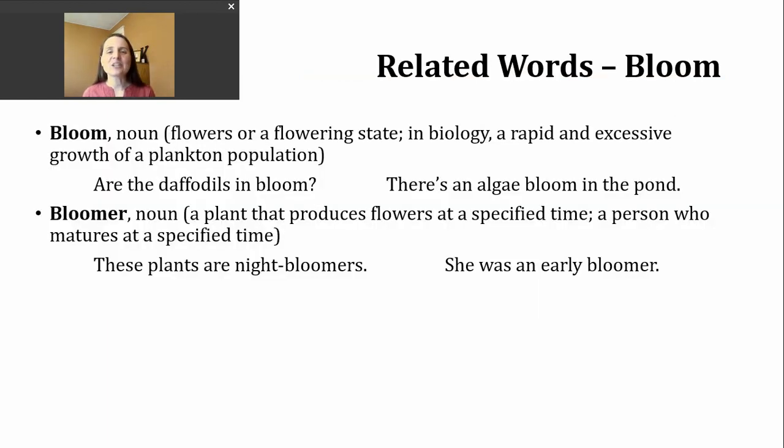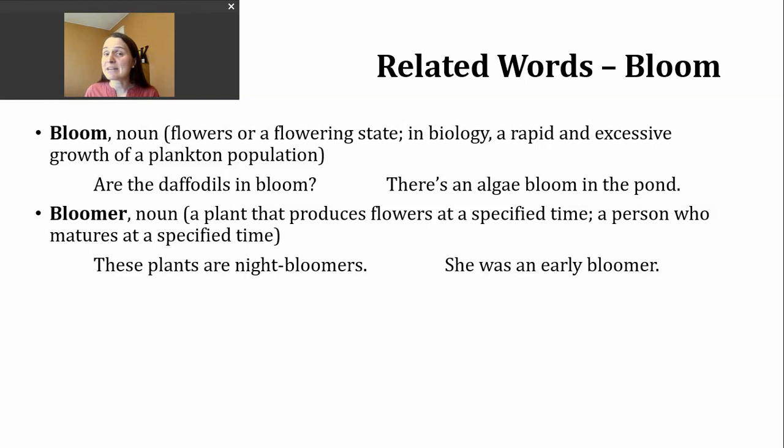Now let's take a look at some words that are related to our verb bloom. And the first one we're going to take a look at is the noun form of this word. So exact same spelling, exact same pronunciation. When the noun bloom is used, it could be referring to flowers or a flowering state. So an example of this usage would be, are the daffodils in bloom? So the idea again, have they opened up?